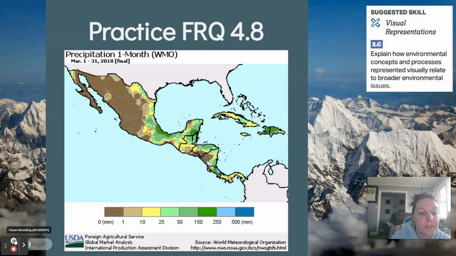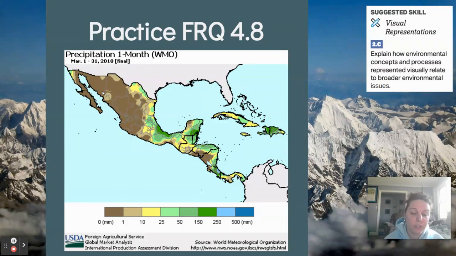We also need to remember those Hadley cells, so we could expect there to be less precipitation up here because of that warm air that has already risen at the equator, condensed, causing the rain to fall further south, and then the cooler air that's drier moving up to the north. So you could have said, in the south, there's going to be more rain because it's closer to the equator, and explain how the Hadley cell works, which would have led you to saying that there was less rain in the northern part of the country.